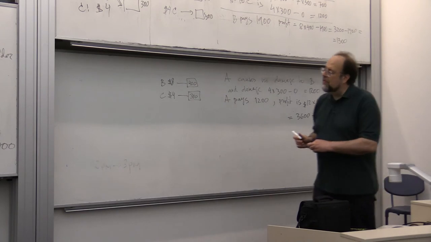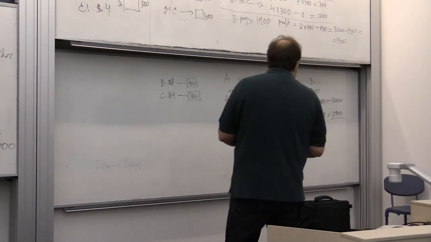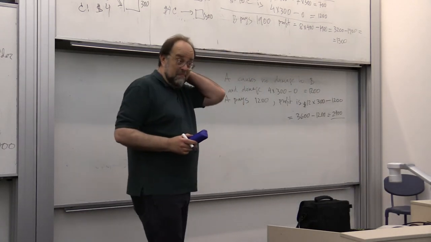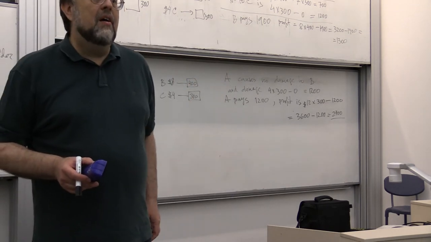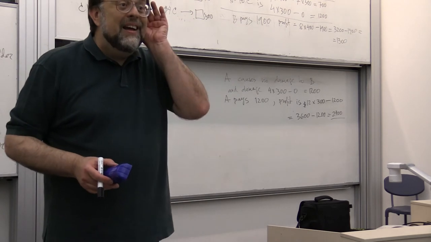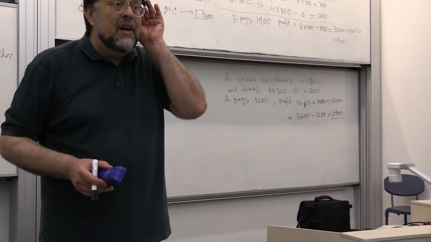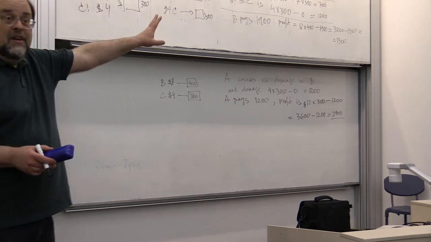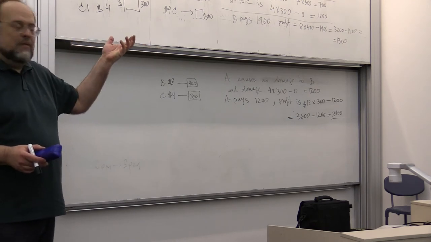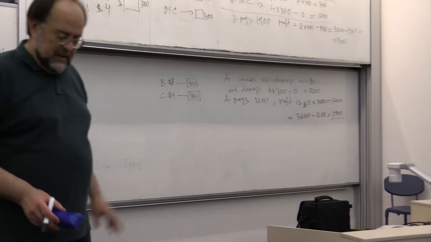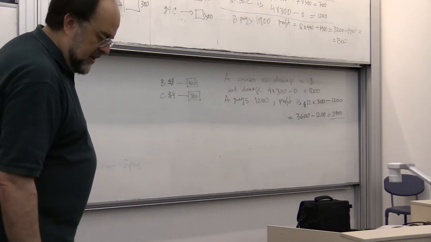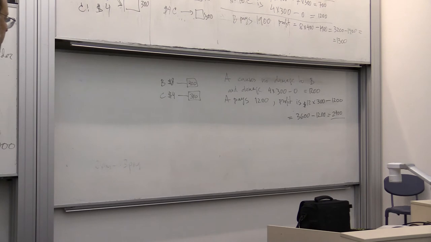How much was here? 2800. So not that big a difference, but still reduced. Yes? Why does A cause no damage to B? Because B won. So regardless of whether A is in or not, it doesn't change the value.